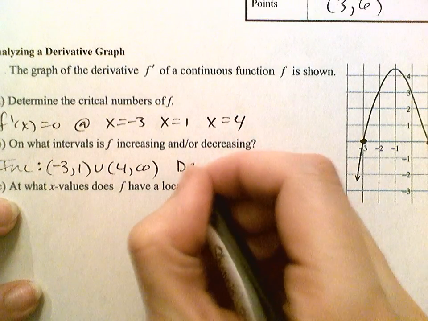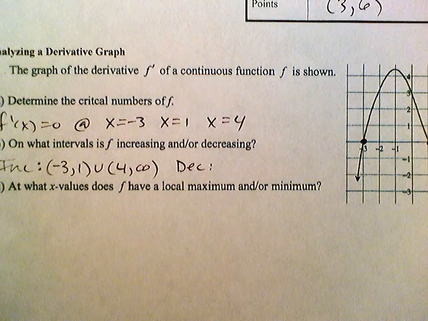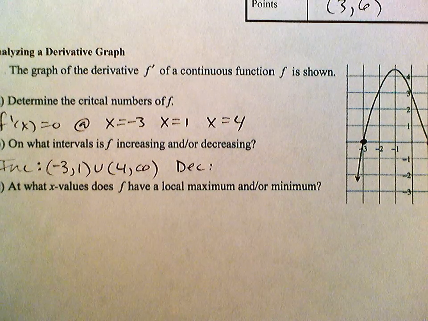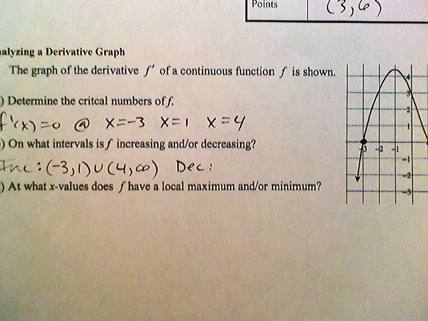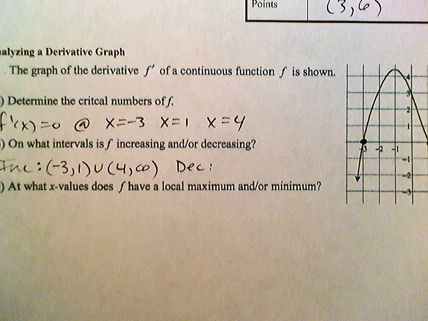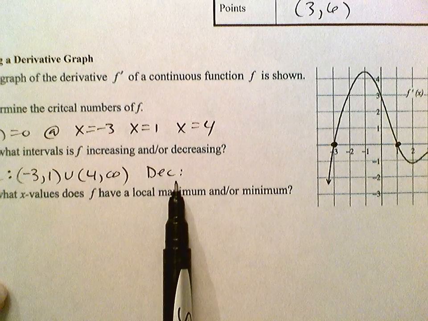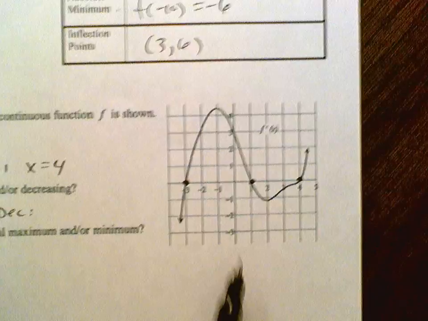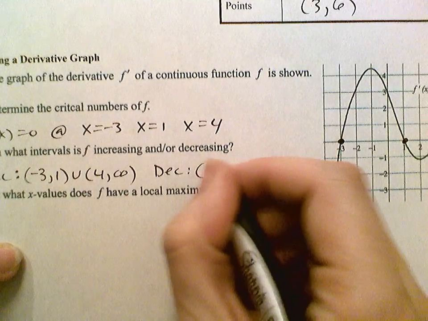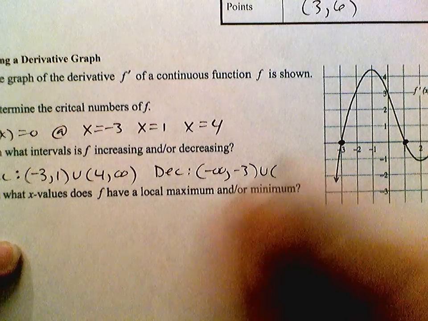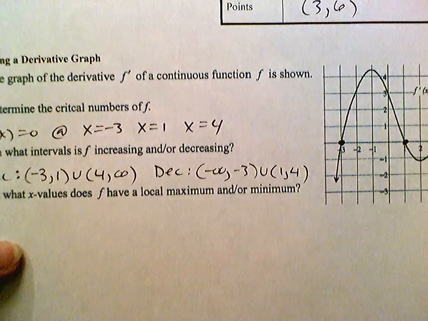Decreasing is going to be just the opposite. If a graph is decreasing, then the tangent lines on that part of the graph are also decreasing. So the slope of those tangent lines is negative. So f prime is negative. So decreasing where f prime is negative: from -infinity to -3, union from 1 to 4.